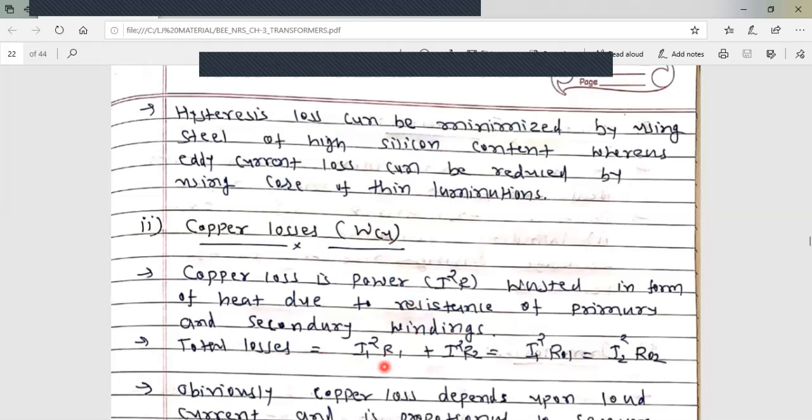So here the total loss is, if we have two windings, R1 the resistance of the primary winding and R2 the resistance of the secondary winding, total loss equals I squared R1 plus I squared R2.